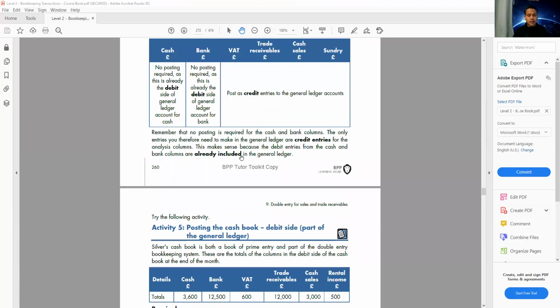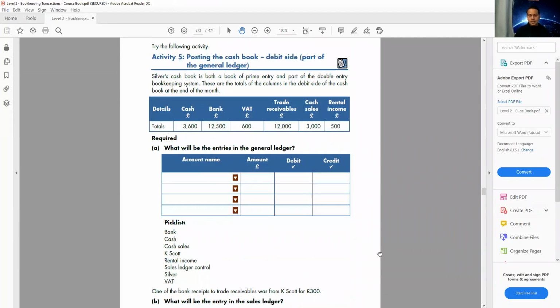So you don't have to understand, to be honest, all of this. All you need to remember is that no posting is required for the cash and bank columns. The only entries you therefore need to make in the general ledger are the credit entries for the analysis columns. This makes sense because the debit entries from the cash book and the bank column are already included in the general ledger. So if the question says this is part of the general ledger, that means bank and cash are already included. You don't have to take it again.